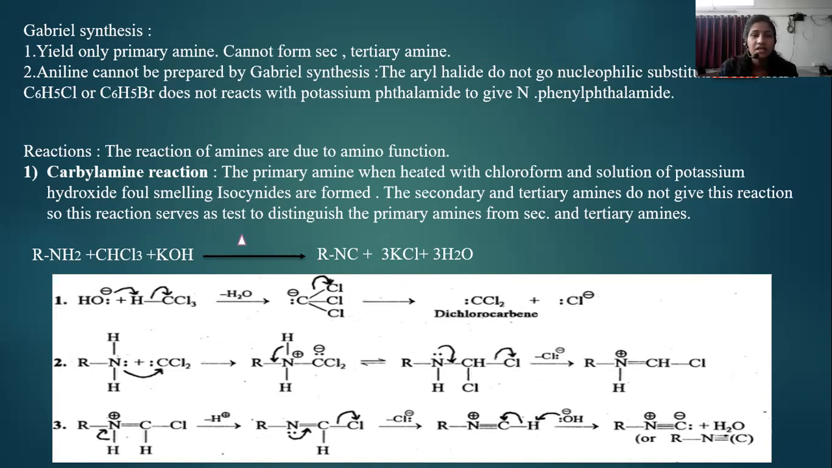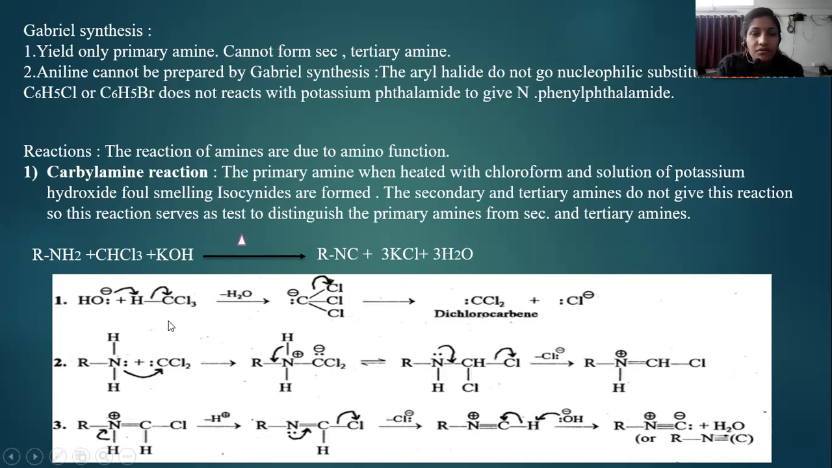In the carbylamine synthesis, the reaction is RNH2, that is the primary amine, plus CHCl3 plus KOH, in the presence of chloroform and potassium hydroxide. In the presence of heat, we get isocyanide plus 3 molecules of KCl plus 3 molecules of H2O.